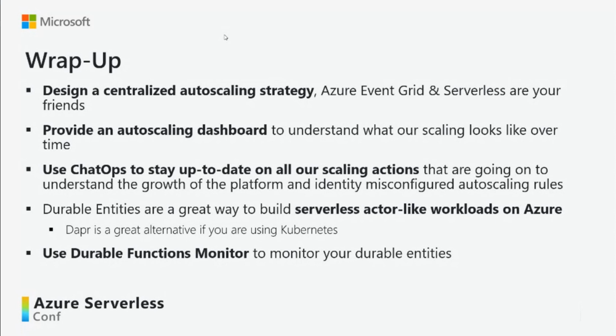ChatOps can also help you understand when you are scaling and identify if it is what you expect or you have some misconfigured auto-scaling rules. And if you want to use a stateful auto-scaling dashboard, durable entities are really a great way. It is a serverless actor-like way to run these workloads on Azure. If you use Kubernetes, you can also use Dapr, which is a great alternative, with the same concepts, just some different APIs, and you can get started.